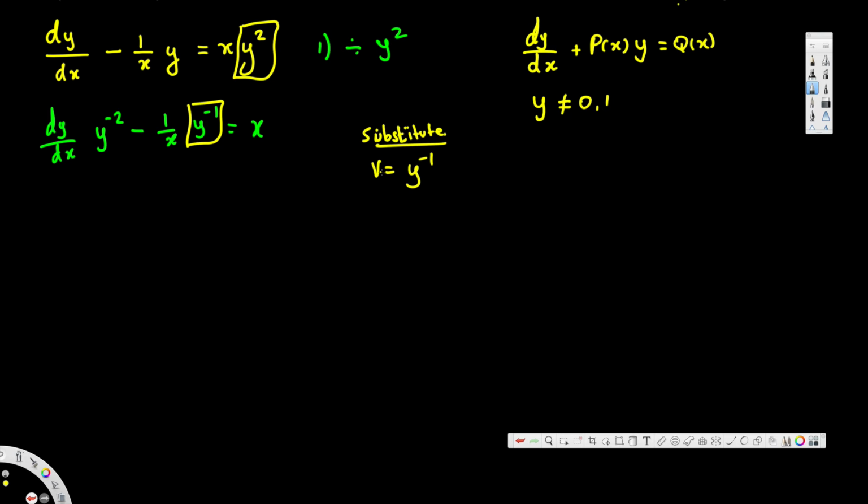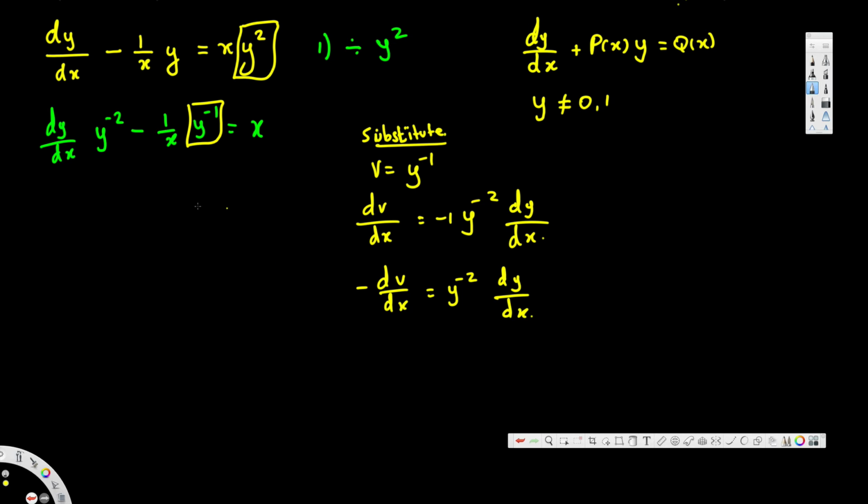and we have to take the derivative of this one, dv by dx. And if you take the derivative of this one, this is going to be minus 1 y power minus 2 dy by dx by chain rule. Now if you compare this one with this one, it's almost the same, the only difference is the negative sign, right? So if we want to replace this one in terms of v, we just have to move the negative to the front. Negative dv by dx is equal to y power minus 2 dy by dx.